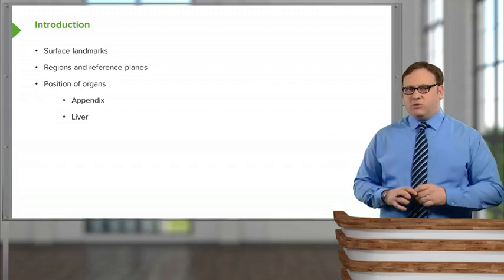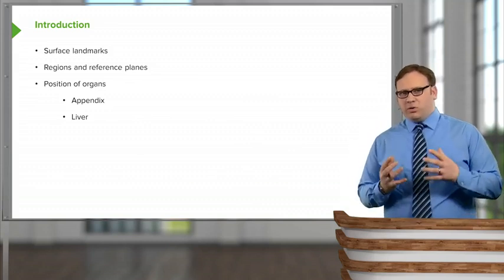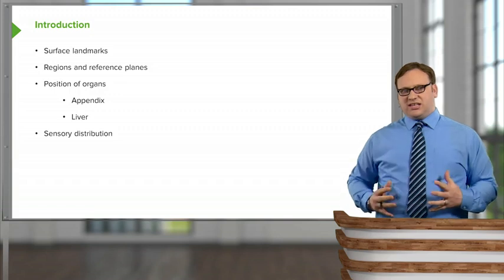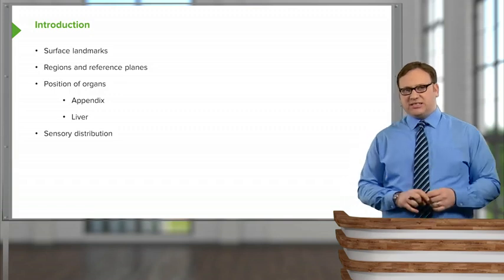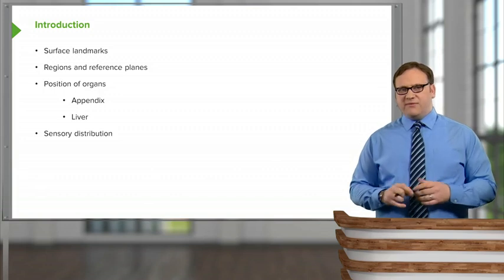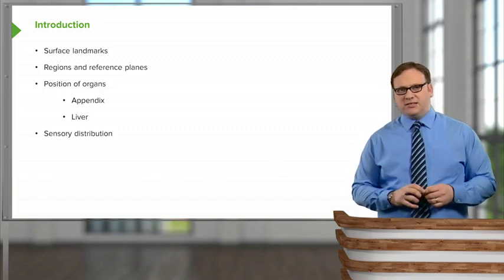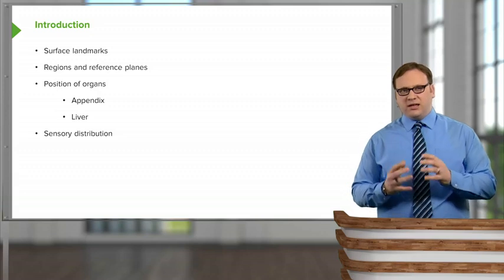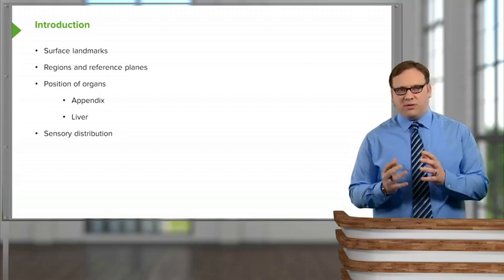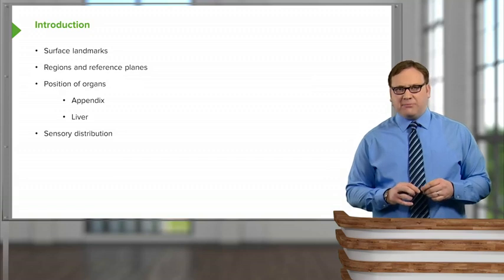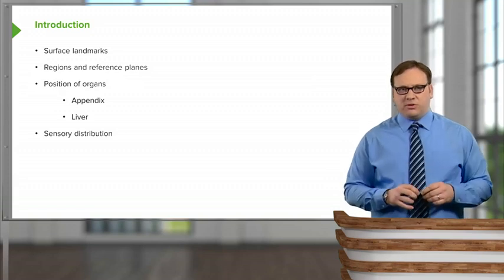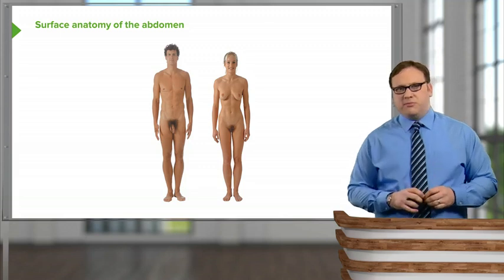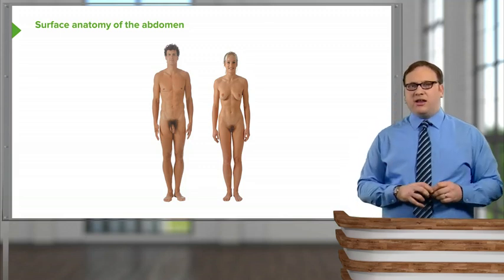And then finally, towards the end of the lecture, we're going to importantly look at the sensory distribution, how the skin of the abdomen receives its sensory innervation and how this passes back to the spinal cord. And this is important when we're looking at the distribution of pain from pathologies within the abdomen and the viscera of the abdominal organs.